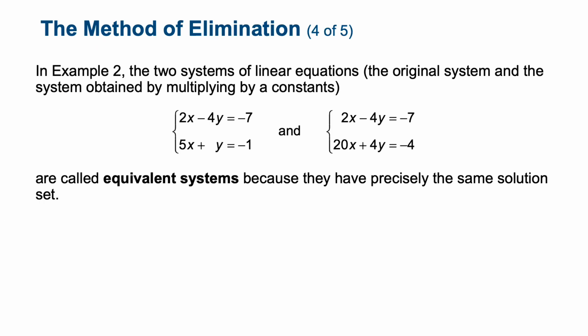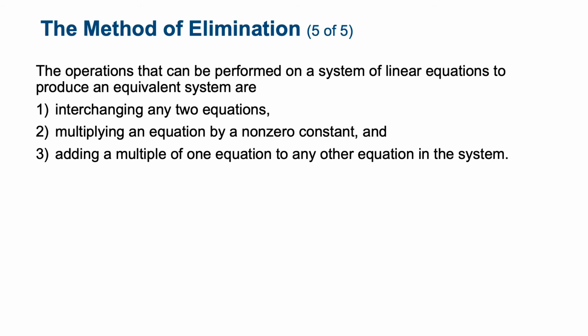Okay, so in this example 2, when you multiply, so you know how we multiplied the bottom equation by 3 and the top by 4? The two systems of linear equations are called equivalent systems because they have the same solution set. So how do we create an equivalent system? Well, we interchange any two equations. We multiply an equation by a constant that's not 0. And we add a multiple of one equation to another equation in the system.